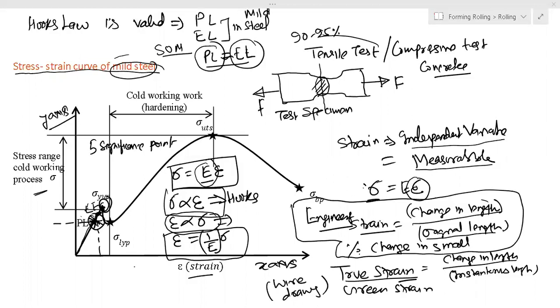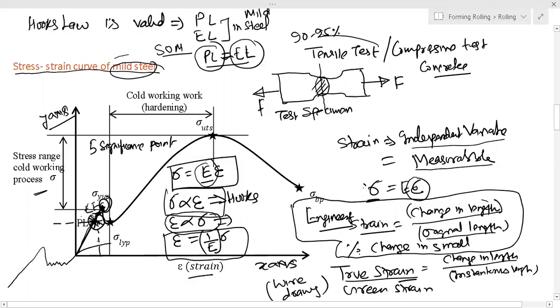The upper yield point does not have that much significance, but when stress increases, it is like this. So this is your upper yield point, this is your elastic limit, and this is your proportional limit.